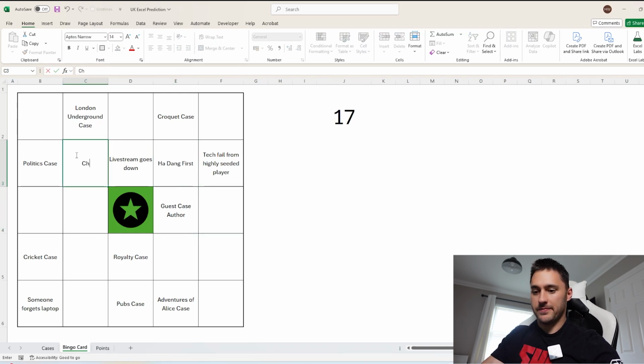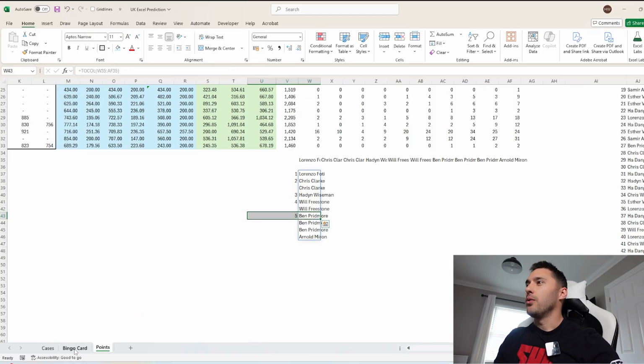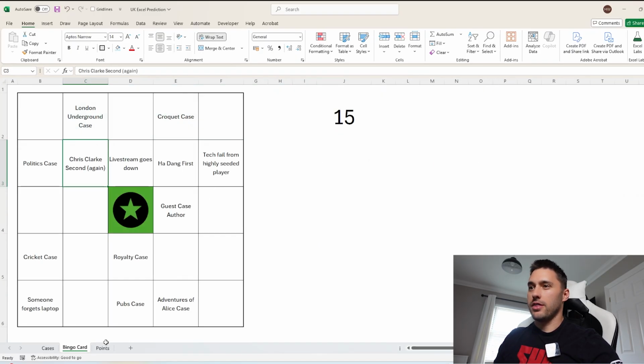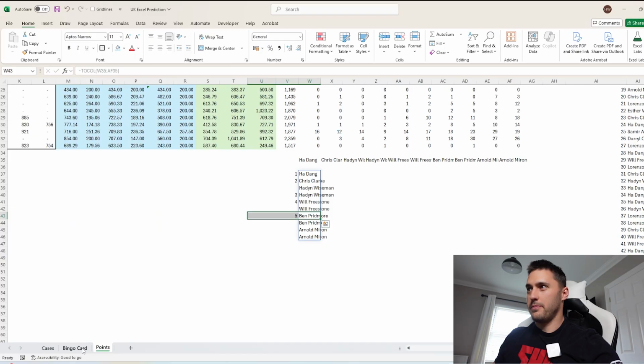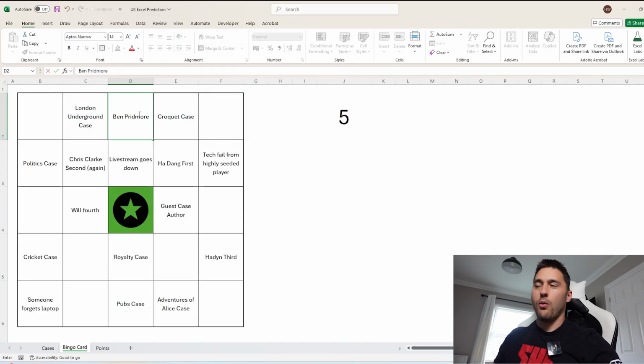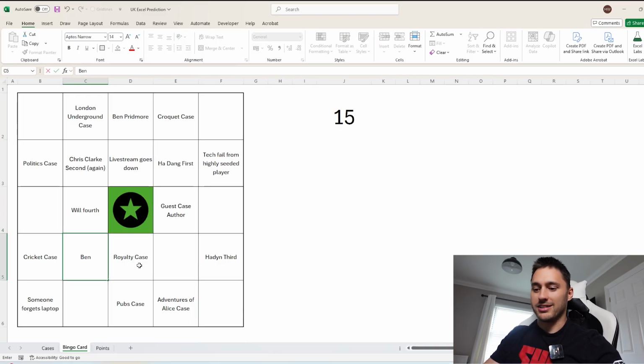Chris Clark second. Let's put that again because he came second in the World Championships. And then who else do we have? Will and then Ben. So Will fourth, me third. And fifth place was Ben Pridmore. Now, one more prediction. Ben is a memory champion, so he can remember decks of cards and stuff like that. So one of my bingos is going to be Ben brings a deck of cards. And I really hope he does.